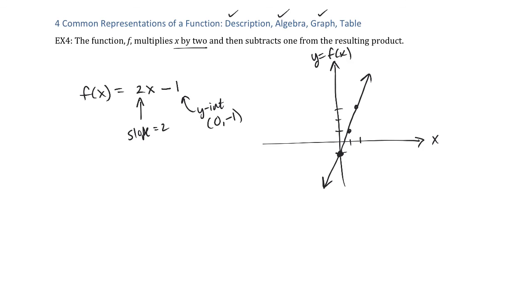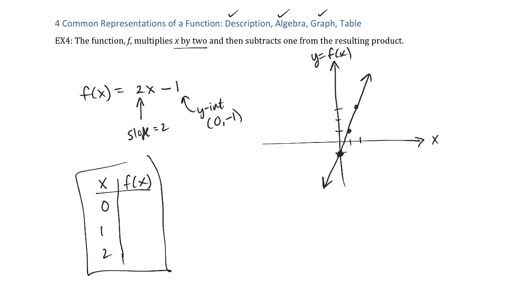And we can also always write this as a little xy table, but now with functions, we're just replacing y with f of x. So just plug in those numbers, and we'll get the same numbers that we would have on our graph. So we'd get -1, 2 times 0 minus 1, 2 times 1 minus 1, 2 times 2 minus 1, that'd be 3.